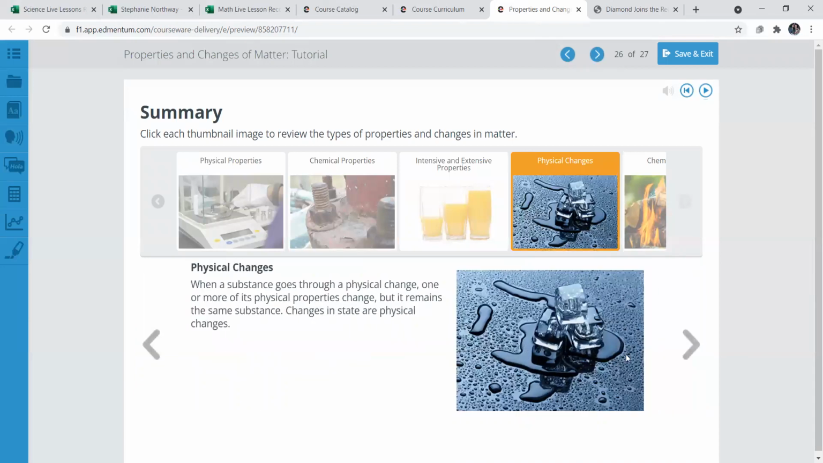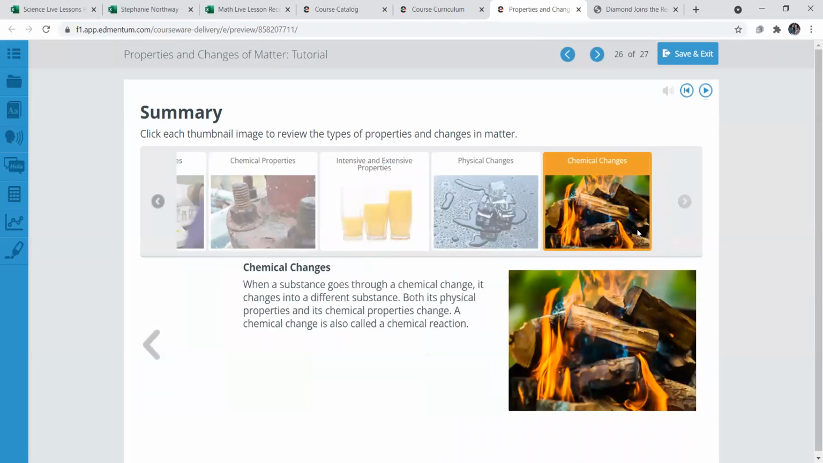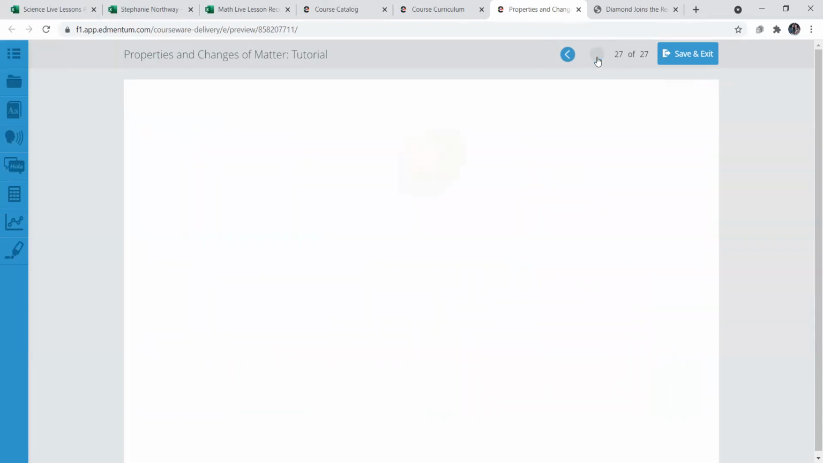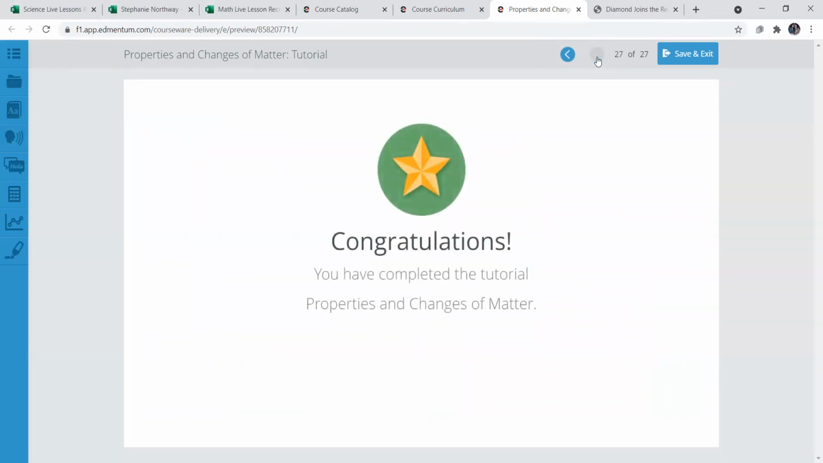Physical changes. Whoops, let me go there. Okay. Chemical changes. And that's the last of the summary. And there you have it. That is the tutorial on properties of changing matter.